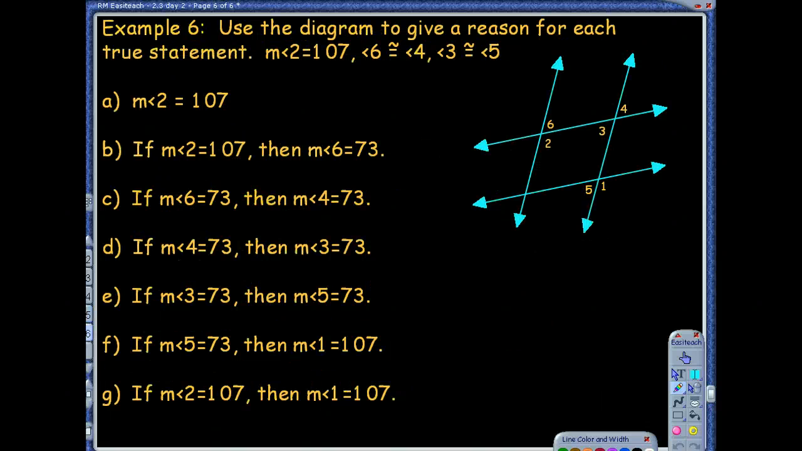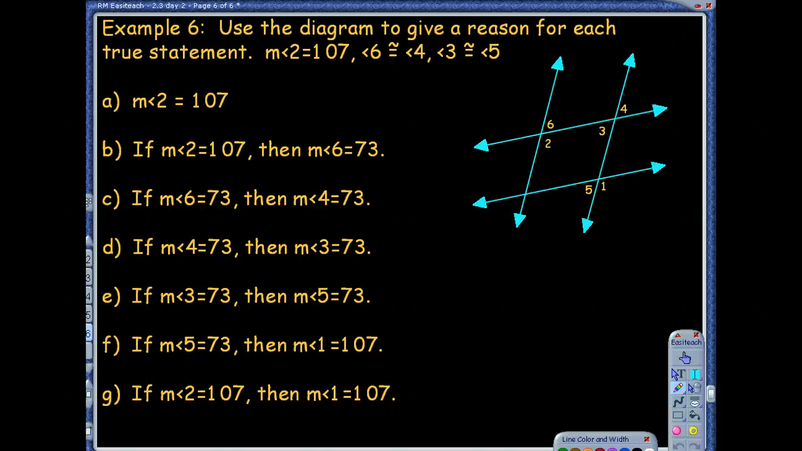Okay. Now for this last example, this looks a little more geometry-like to us. It does. We're not talking about fish right now. We're talking football. Okay, and it says we're going to use the diagram to give a reason for each true statement. So we know that these statements are true. Okay. We just need to come up with the reasons that they are true.